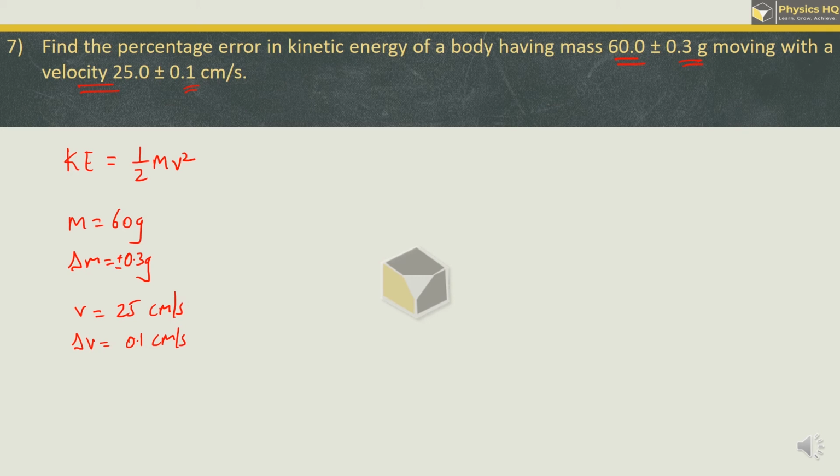Now over here, once again, if you see, the errors are present in multiplication. So whenever you have errors in multiplication, to find out the total error, what we do is we find out the relative error over here.